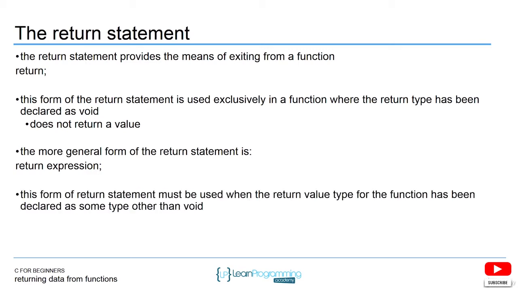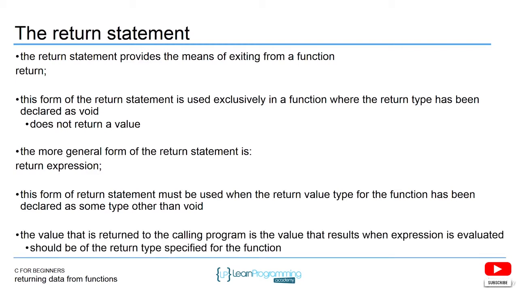This form of the return statement has to be used with the return type that's specified in the function header. If you're returning an int, whatever that variable or expression you're returning has to be an int. It has to evaluate to an int. Now, if you're returning a double, it has to evaluate to a double. Remember, you can have many different types of data returned. The value that is returned to the calling program is the value that results when the expression is evaluated. So if you have x plus y, it's returning the result of that expression. And it has to be the same type as the function declaration, as I mentioned.